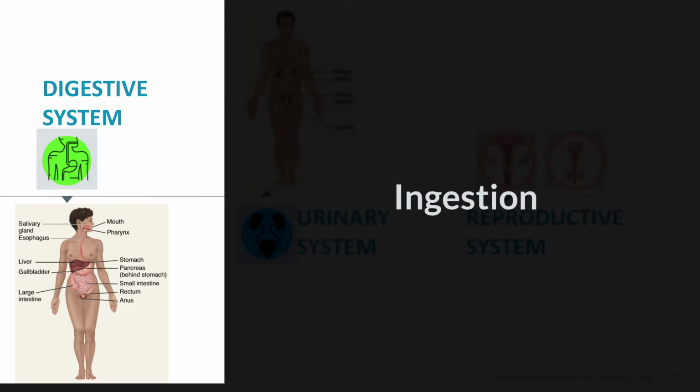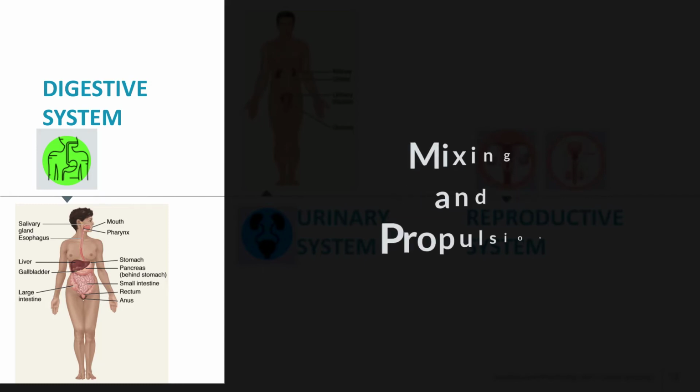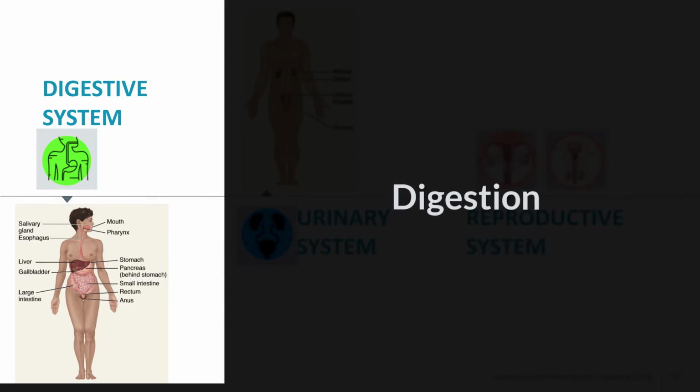So first is ingestion. This is the process that involves taking food and liquid into the mouth, or in simple terms, this is also known as eating. And then second is secretion, or the release of water, acid, buffers, and enzymes into the lumen of the GI tract. The digestive system is also responsible for mixing and propulsion of food through the GI tract. It is also responsible for the mechanical and chemical breakdown of food, which is also known as digestion.